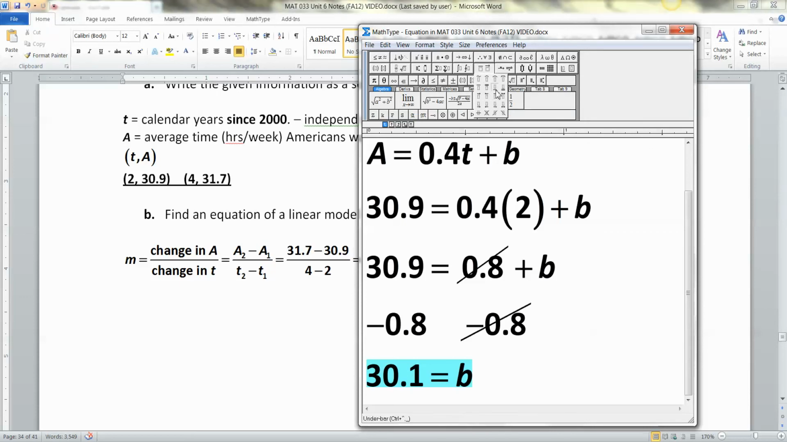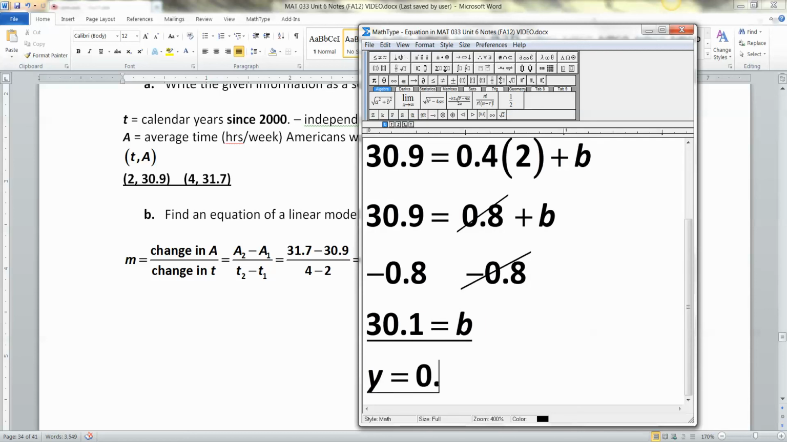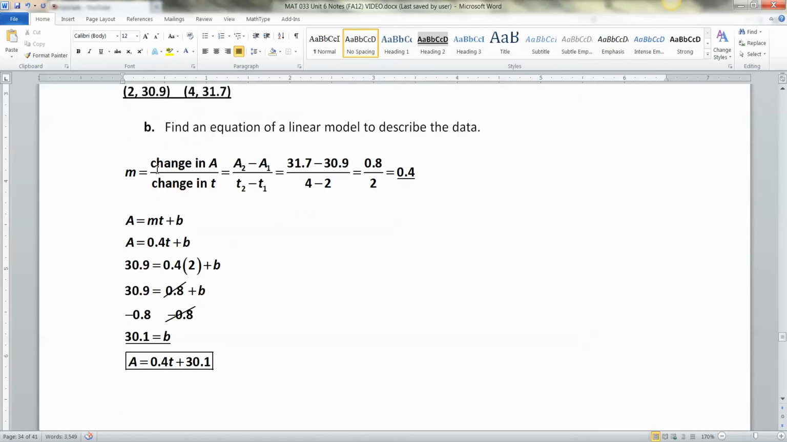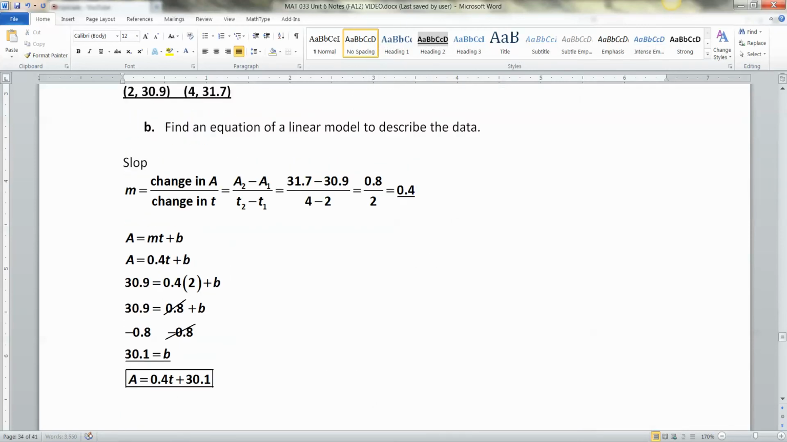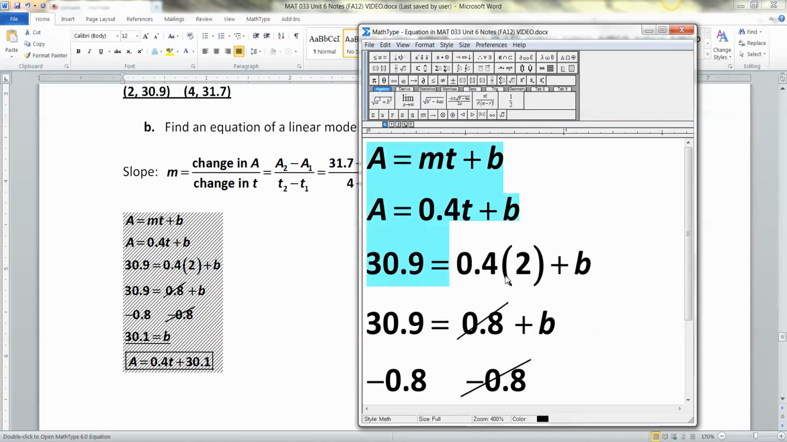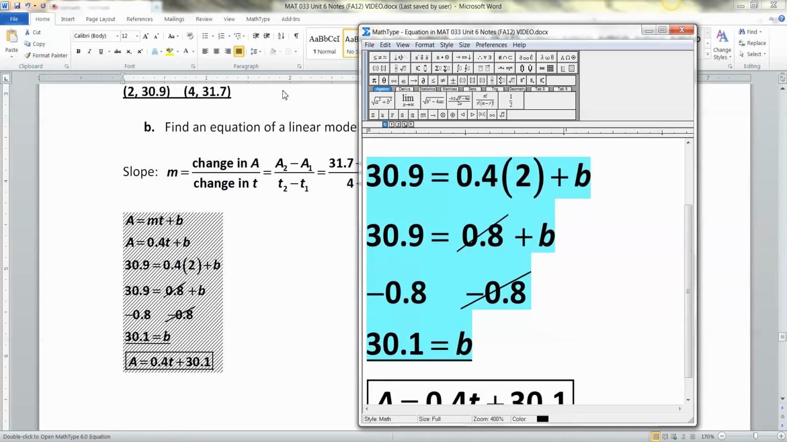I want to underline this. And that means we're all done, because we can say a equals, that was our y variable, 0.4 t plus 30.1. There you go. All set. So we found our slope up here first, right? Then we found b. That's what all this work is to do. We substitute and find b, and then we find our equation.